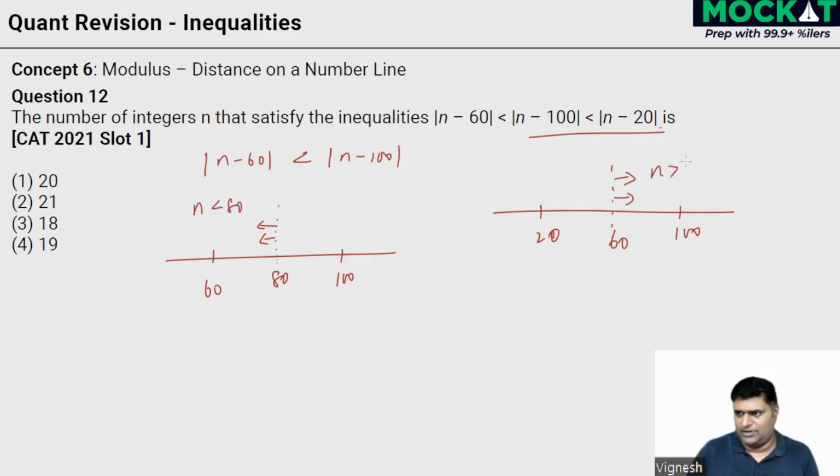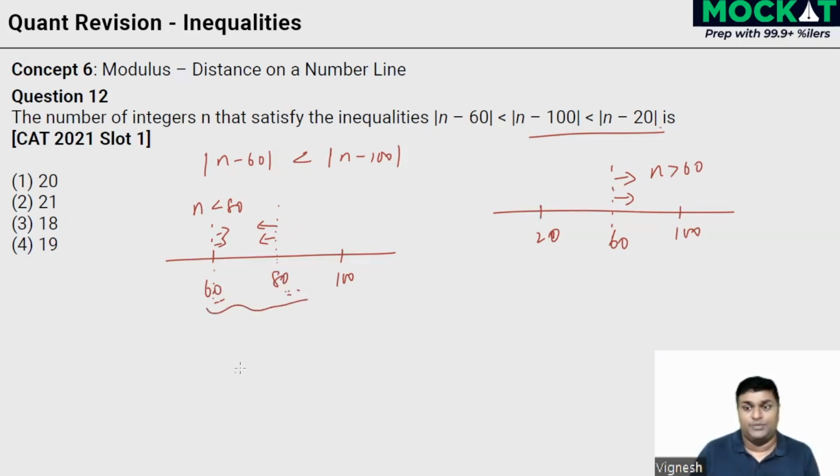This one says n over here has to be greater than 60. If you just want to put it in the same line, you can just say over here, and I want this region. So n has to be between 60 and 80. Can it be 80 or 60? No, less than or equal to is not there. It has to be less than.